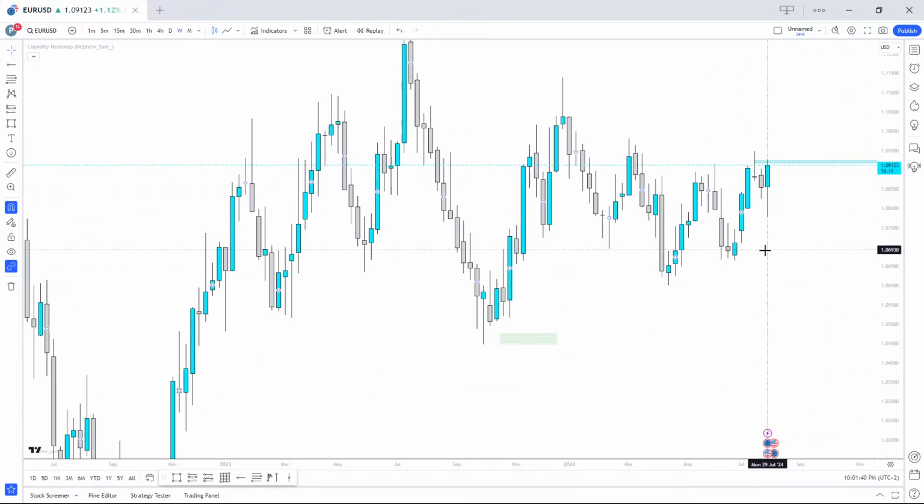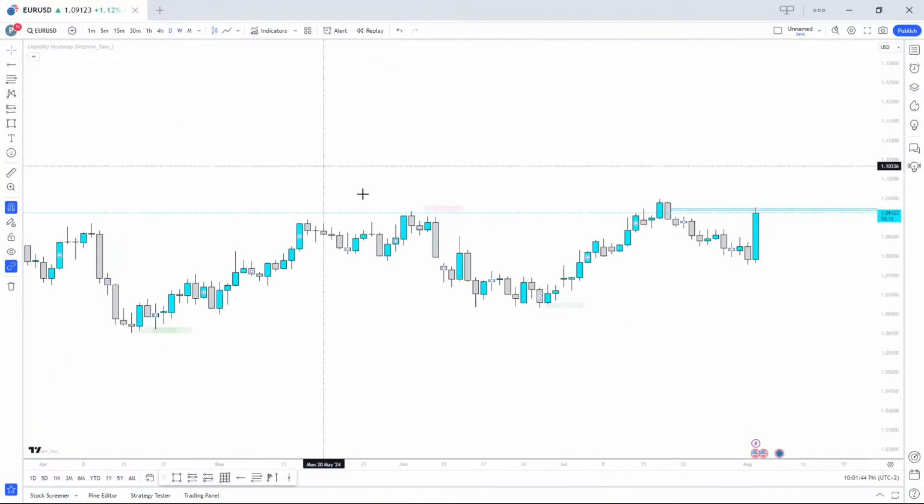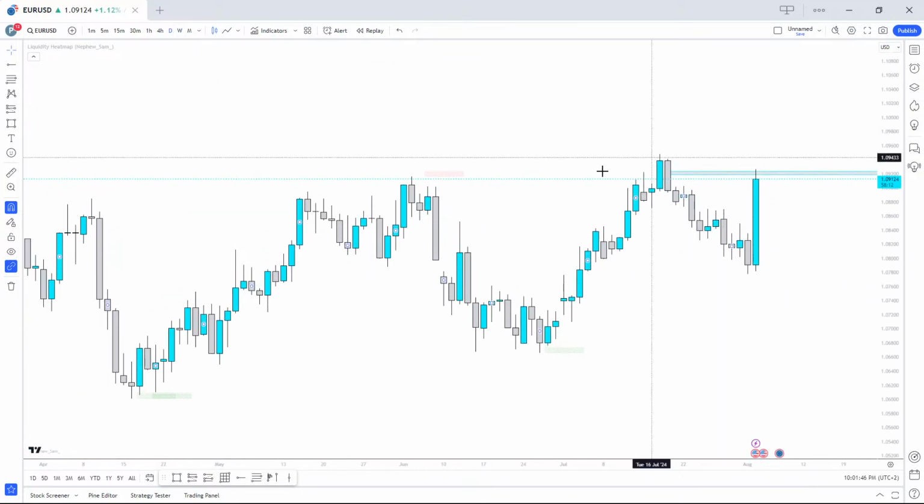So yeah, let's see the daily. And this liquidity got swept. This one didn't though, and this one also didn't. Let me check for the next week. I think we already did an analysis on this.